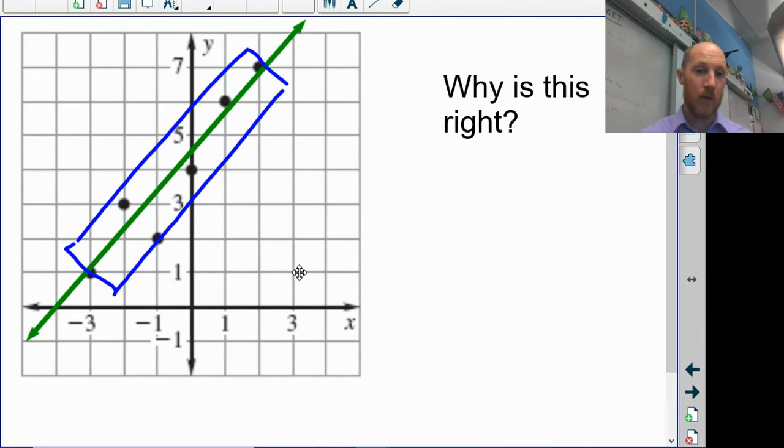Using the bullet points, so am I going the same direction as the overall trend of these dots? Yes. Have I cut the dots in half? Yes. Maybe not exactly. I've got 3 dots above and 2 dots below, so it's not always going to be exactly perfect, but I've pretty much gone right through the middle of those dots.